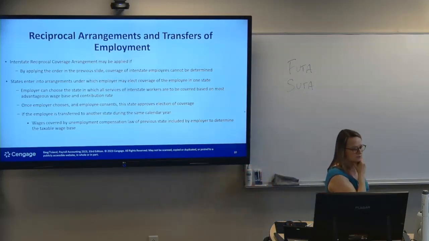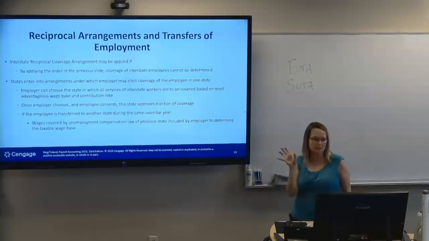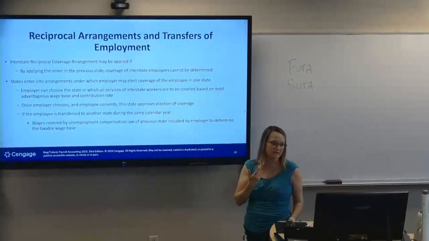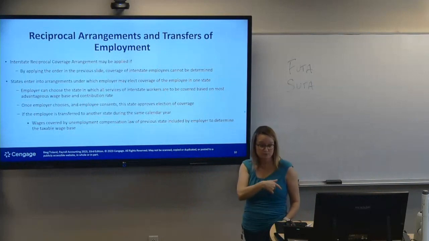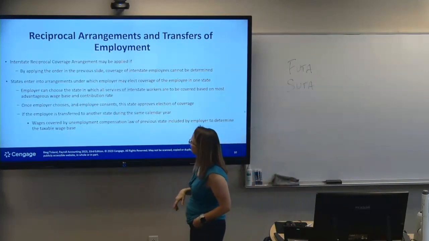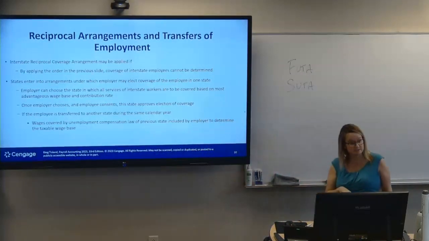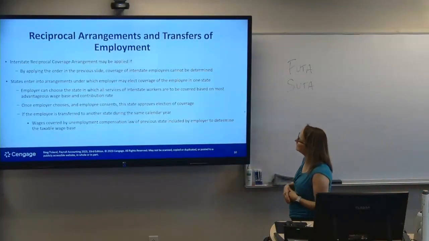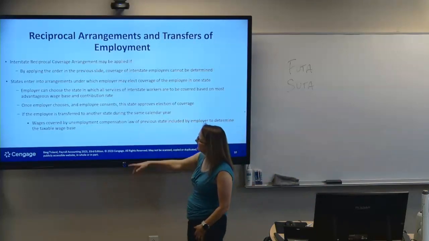So if we still can't determine where the employees are covered, is it Iowa or is it Illinois, the employer might be able to come to an arrangement with the state. If Illinois is more favorable, maybe they'll come to an agreement with Illinois. If Iowa is more favorable, then they'll come to an agreement with Iowa. Once the employer chooses and the employee consents, because we're talking about their benefits if they were to become unemployed, the state would then approve the election of coverage.